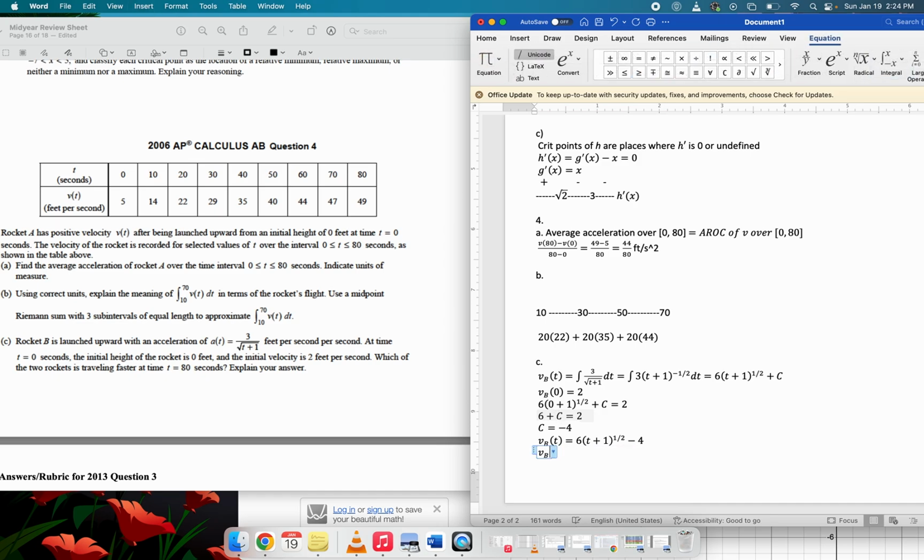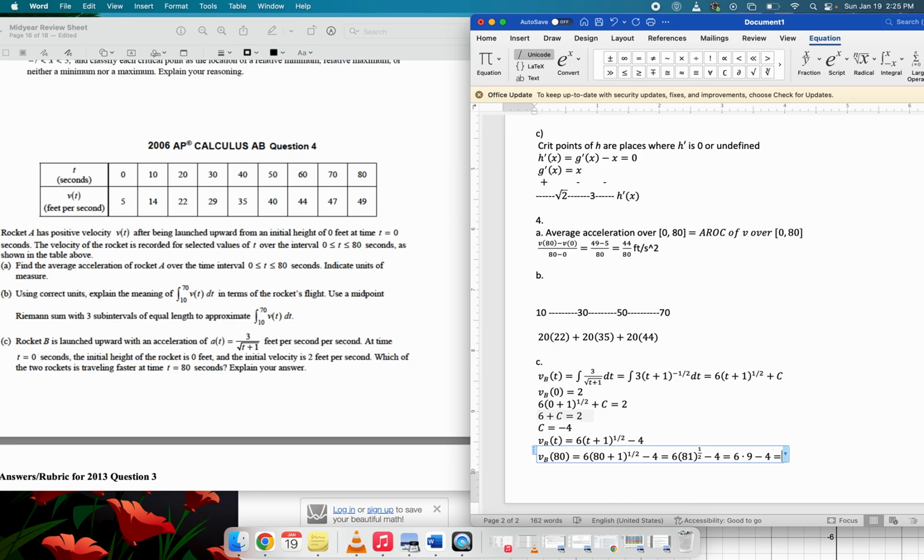And therefore, the velocity at time 80 is going to be, oh, look at that. They made it so it's a perfect square. How sweet. So that's 6 times 81 to the 1/2 minus 4. If this were the AP, you could just leave this. You don't even have to evaluate anything. But I will. I'm feeling generous.